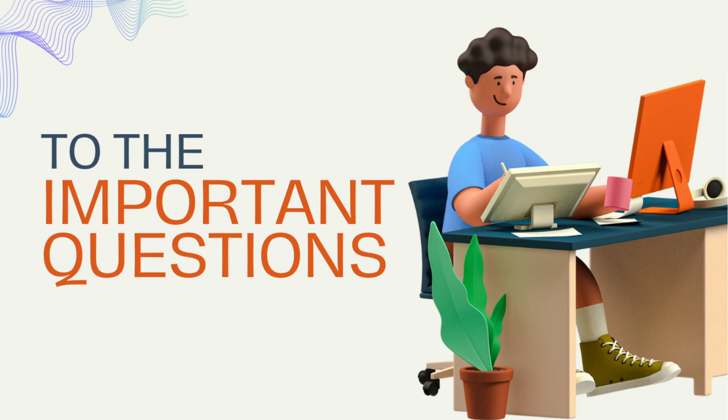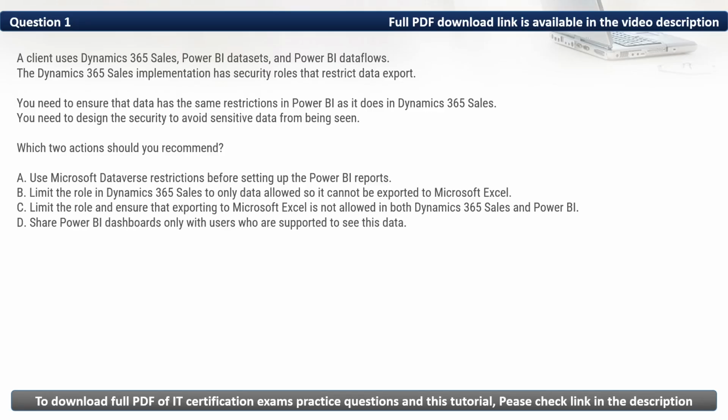To the important questions, question 1. Client uses Dynamics 365 Sales, Power BI datasets, and Power BI data flows. The Dynamics 365 Sales implementation has security rules that restrict data export. You need to ensure that the data has the same restrictions in Power BI as it does in Dynamics 365 Sales. You need to design the security to avoid sensitive data from being seen. Which two actions should you recommend?